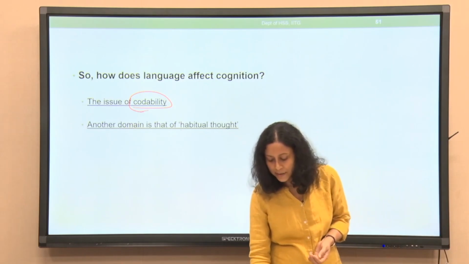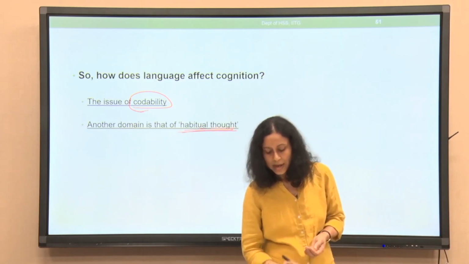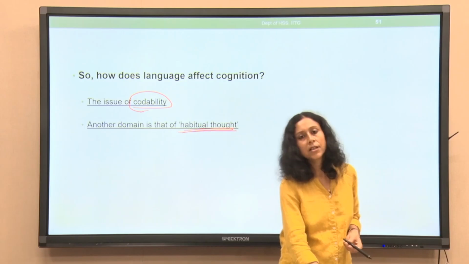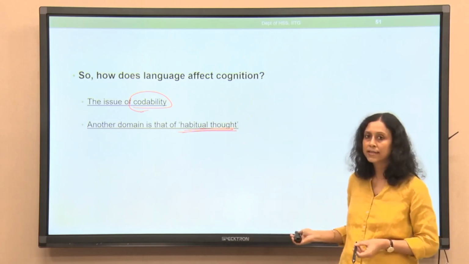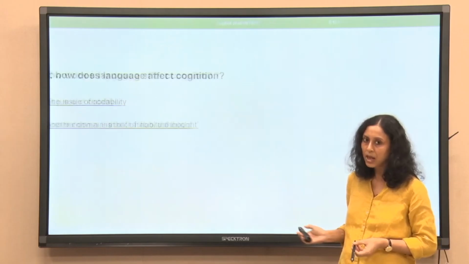Another domain is that of habitual thought. Habitual thought is a very significant aspect of this relationship. This is something we had seen before also, how it affects.